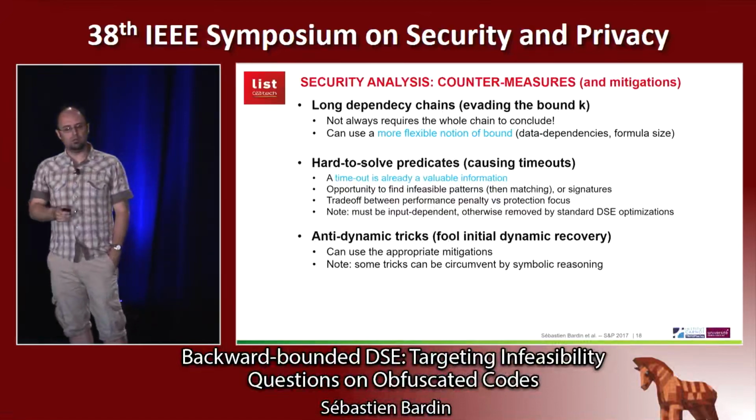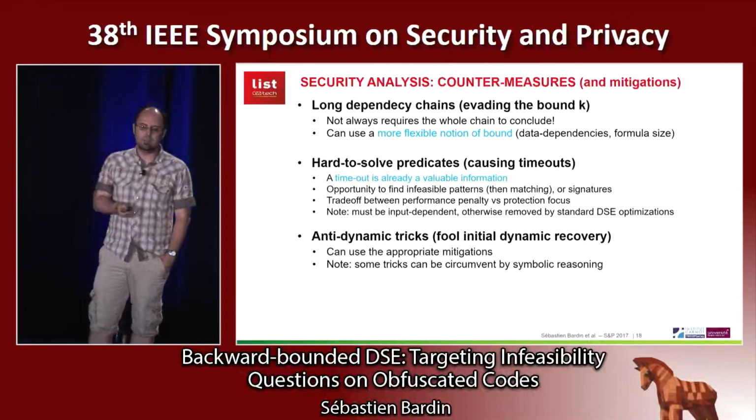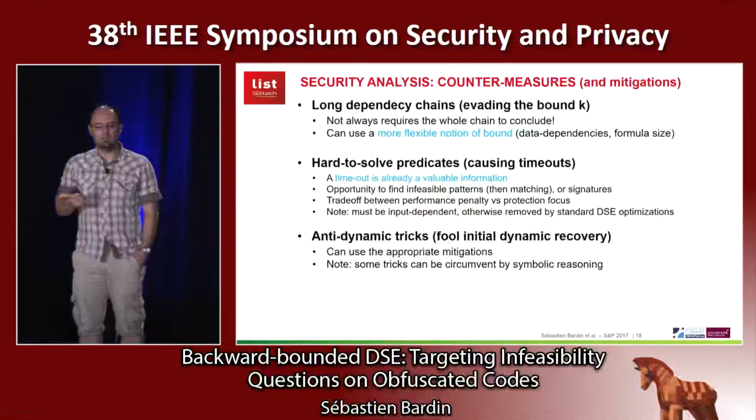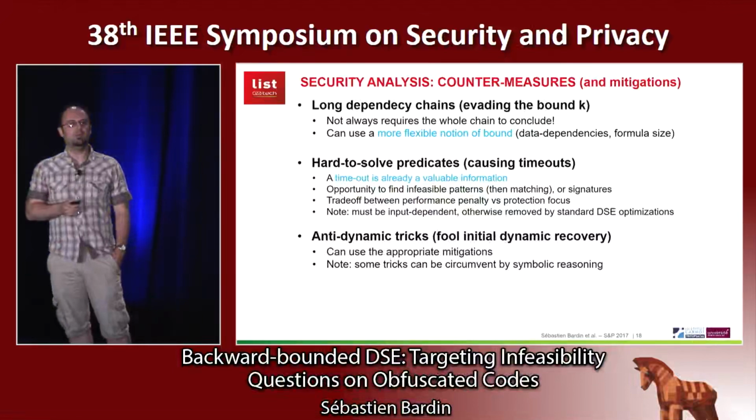Second, I think a really good mitigation against that is to use a more flexible notion of bound, not based on control flow, but for example, data dependency, formula size, complexity, or things like that. So together with simplification of the formula size, I think it's a very good mitigation.